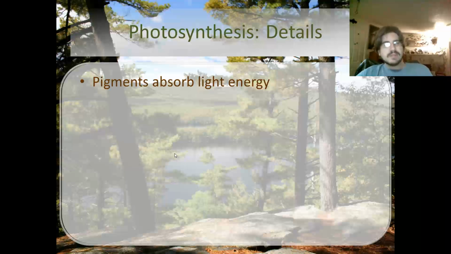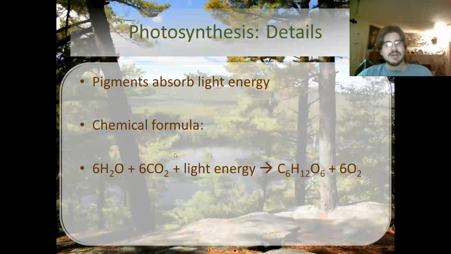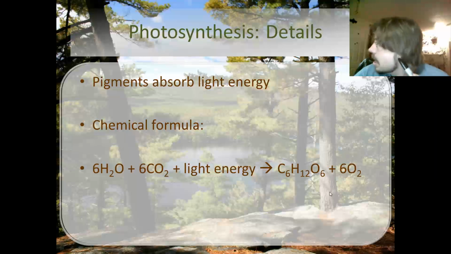So, talk a little bit more about the details here. So first off, the pigments absorb the light energy. And then a chemical reaction occurs. And that chemical reaction is 6H2O plus 6CO2 combined with energy from light yields C6H12O6, which is our friend, that's right, glucose, and oxygen. So this is the photosynthetic formula.